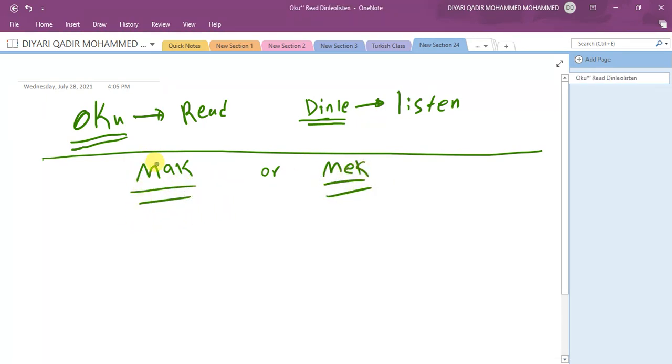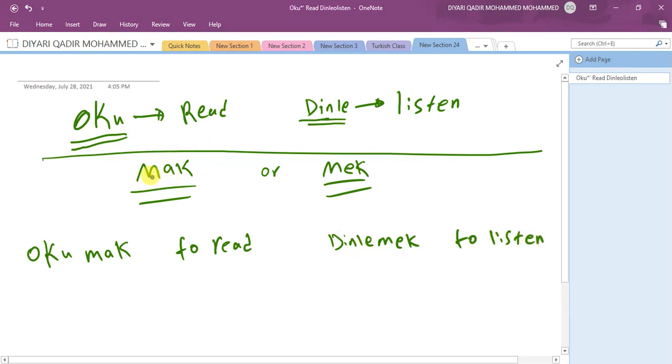Now for example, this oku. Are we going to use mak or mek to return this verb back to the stem word, to the original form, to the origin? We have to select mak. Why? I will tell you. Okumak, it means to read. Dinle, dinlemek. It means to listen.